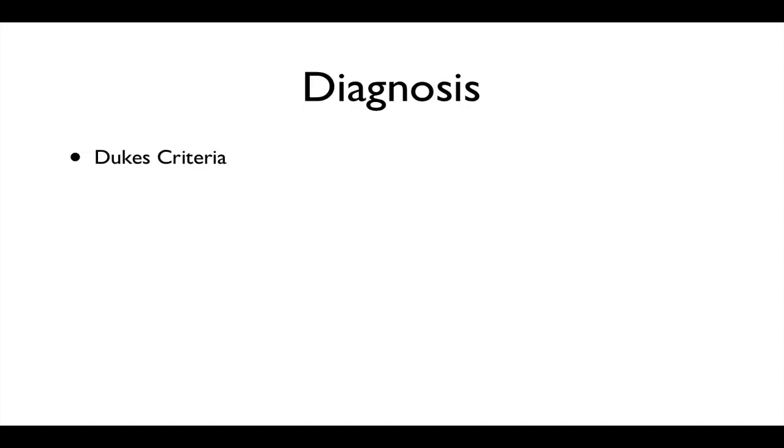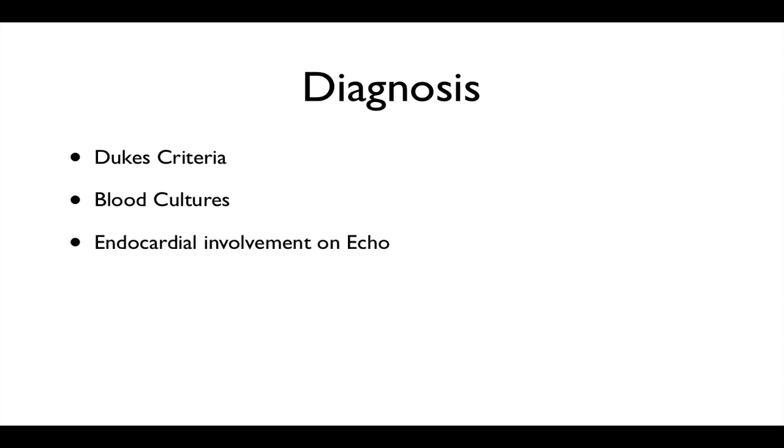Diagnostic criteria is done through the Duke's criteria, which has been modified. There's some majors and some minors. There's two majors, and that's blood cultures. If you have blood cultures with a known pathogen that causes bacterial endocarditis, then that's a pretty good bet. You need blood cultures from two different sites at two different times, and then you get endocardial involvement on an echo. So just remember, bacterial endocarditis means the endocardium is involved.